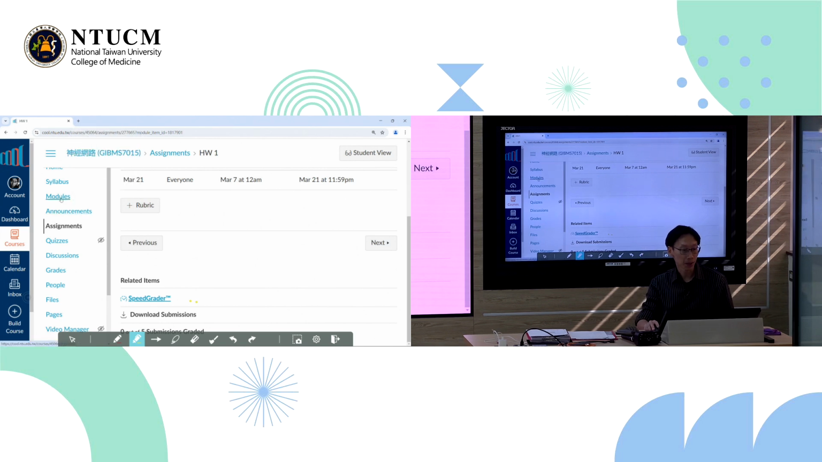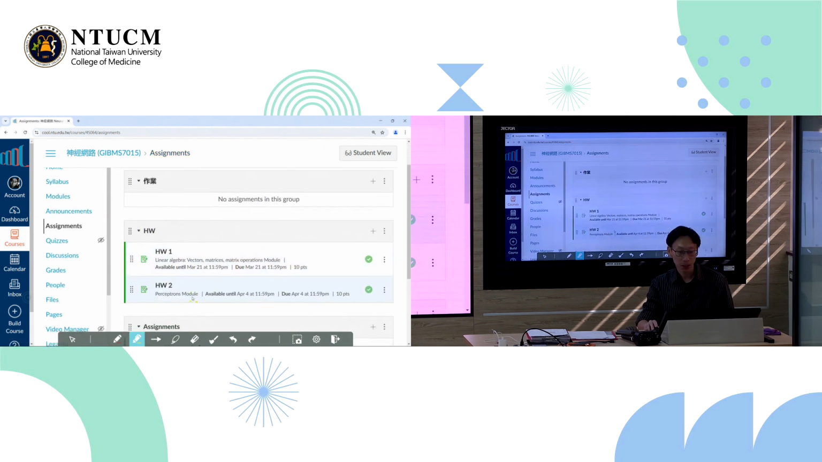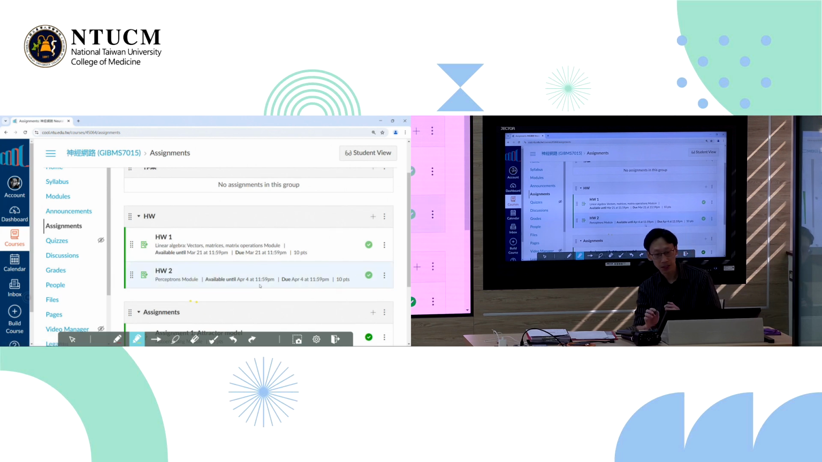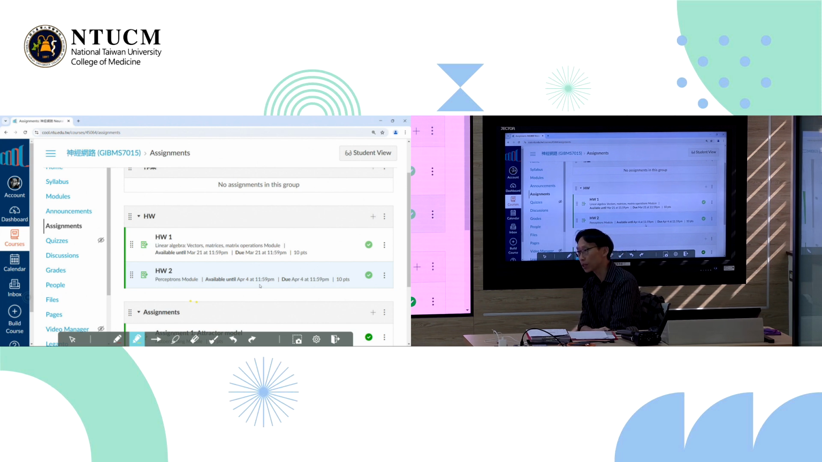The next assignment is homework 2, and that is due April 4th. Homework 2 will be about the perceptron. Homework 1 was about the matrices, and homework 2 will mainly be doing what we did last week. Actually, last week the Jupyter notebook did more than the homework required. So if you went through the lecture last week, you should have no problem with homework 2.